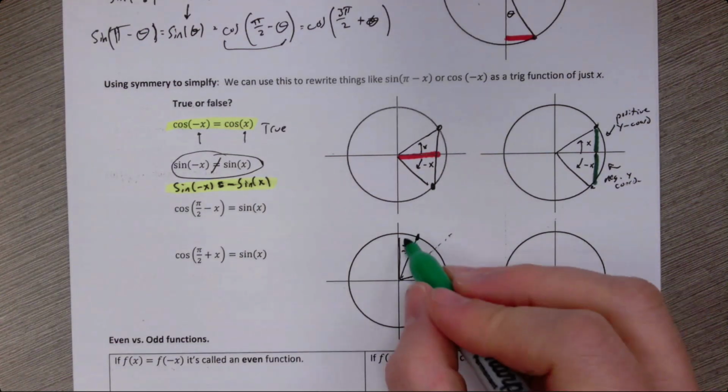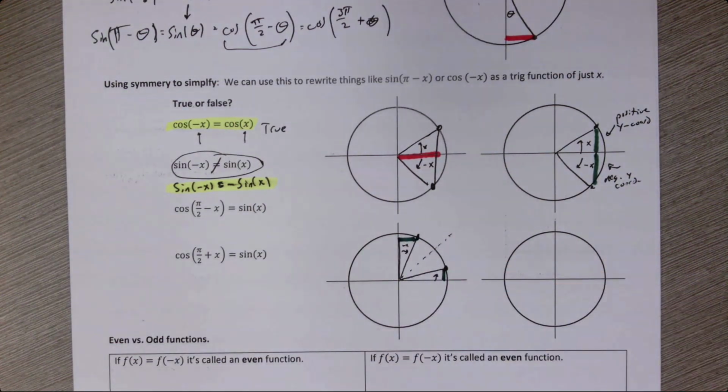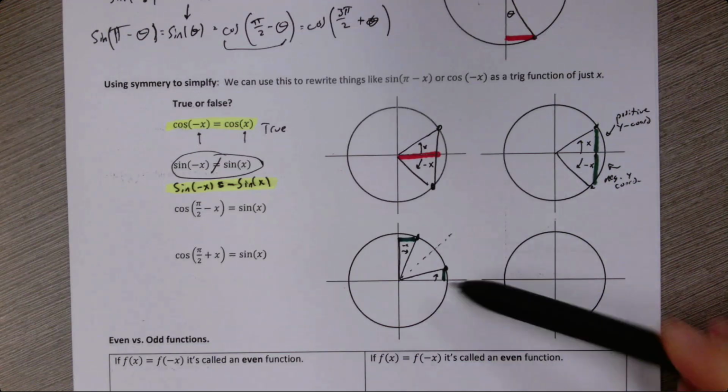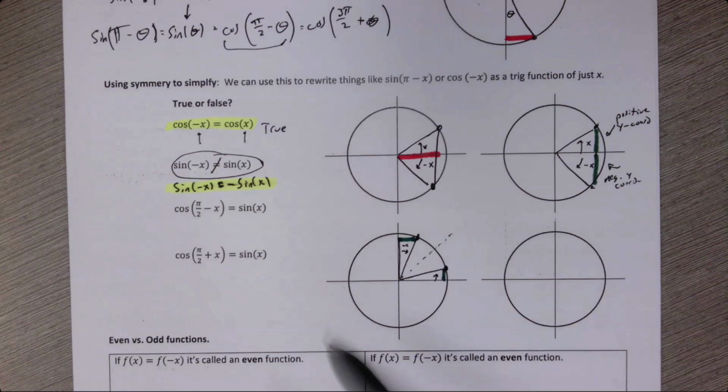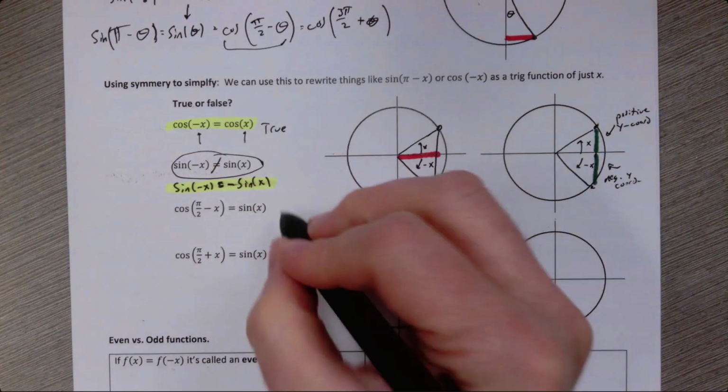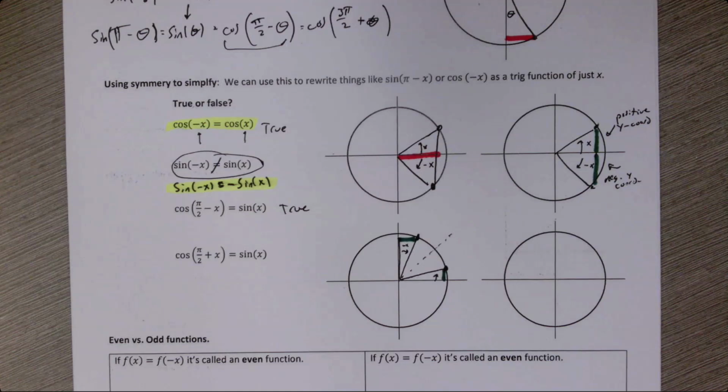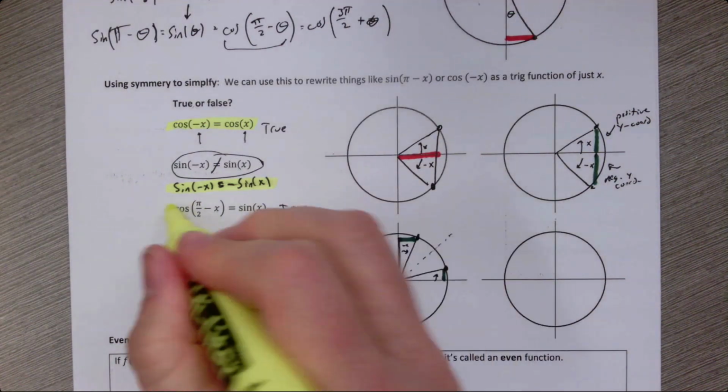And you can see that that distance and this distance should be the same. They're the same length. This is a positive y coordinate. That's a positive x coordinate. So they're also the same sign. So this one is true. This is another really important one to know.